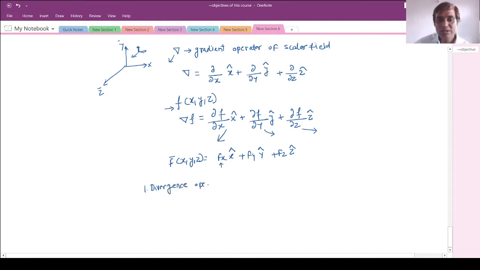Why am I studying this? Because this will be required in order to understand the Maxwell equations, and this is the reason that we should know these operators. Okay, so one is the divergence operator and one is the curl operator.